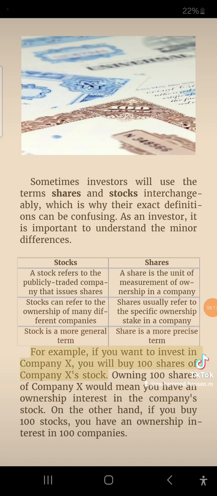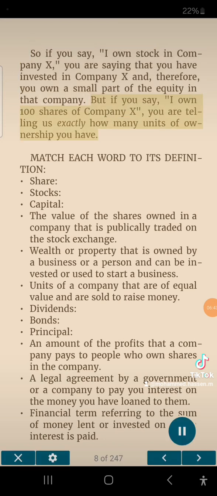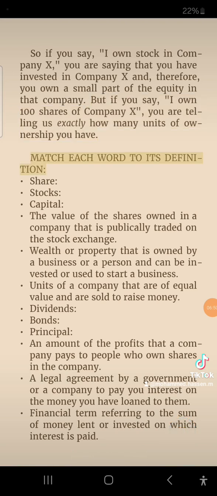For example, if you want to invest in Company X, you will buy 100 shares of Company X's stock. Owning 100 shares of Company X would mean you have an ownership interest in the company's stock. On the other hand, if you buy 100 stocks, you have an ownership interest in 100 companies. So if you say, I own stock in Company X, you are saying that you have invested in Company X and, therefore, you own a small part of the equity in that company. But if you say, I own 100 shares of Company X, you are telling us exactly how many units of ownership you have. Match each word to its definition.